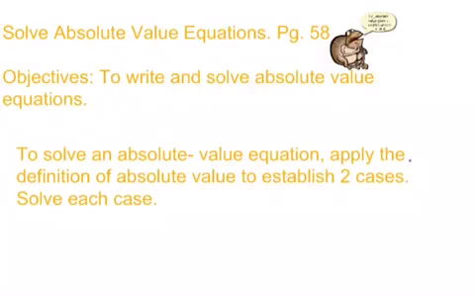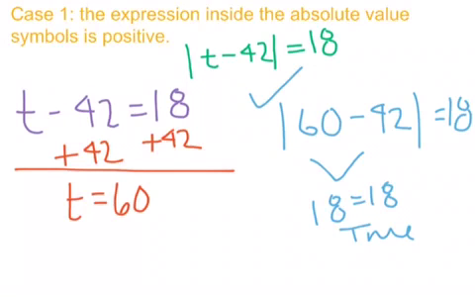So remember, absolute value is the distance from zero. It is always positive. Anything inside of the absolute value bars will always be positive. Okay, so let's check it out for case one. In case one, the expression inside of the absolute value symbols is positive. So take a quick look at that.